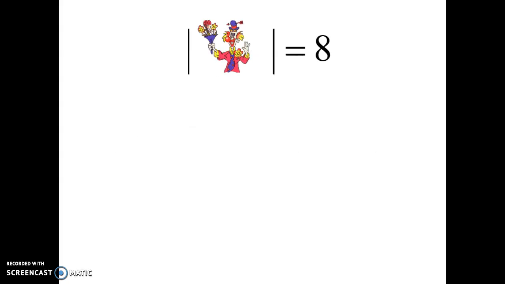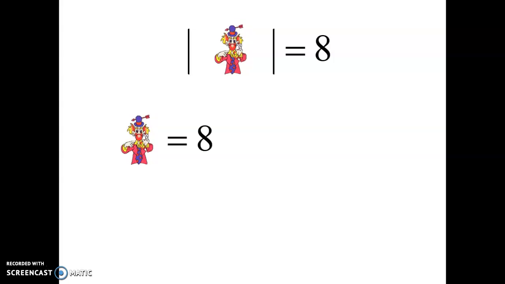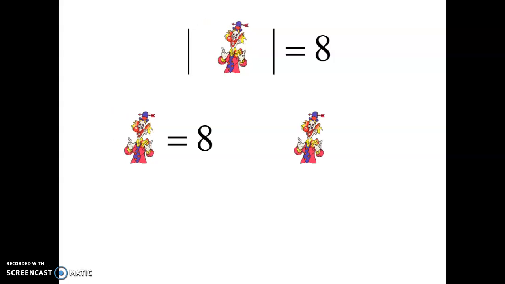You could put anything in absolute value brackets. You could have clowns. So the clown could be 8, but because there's two possible answers, clown can be equal to 8, or the clown could be equal to negative 8. Okay, let's look at some equations and see how this works.